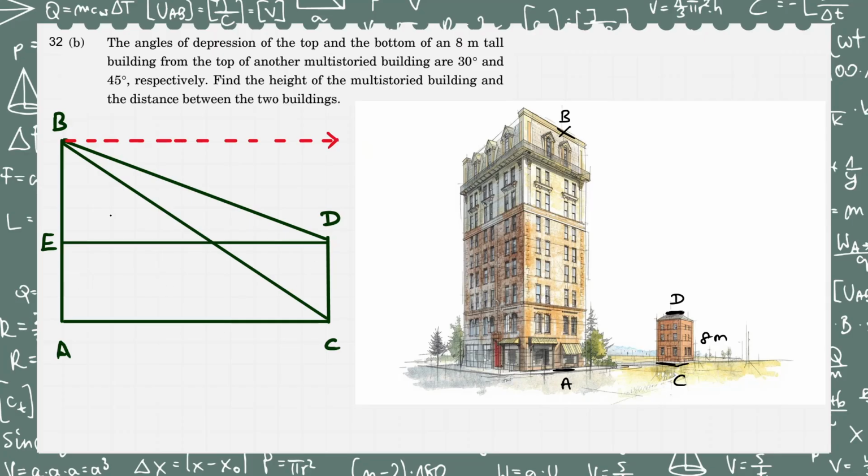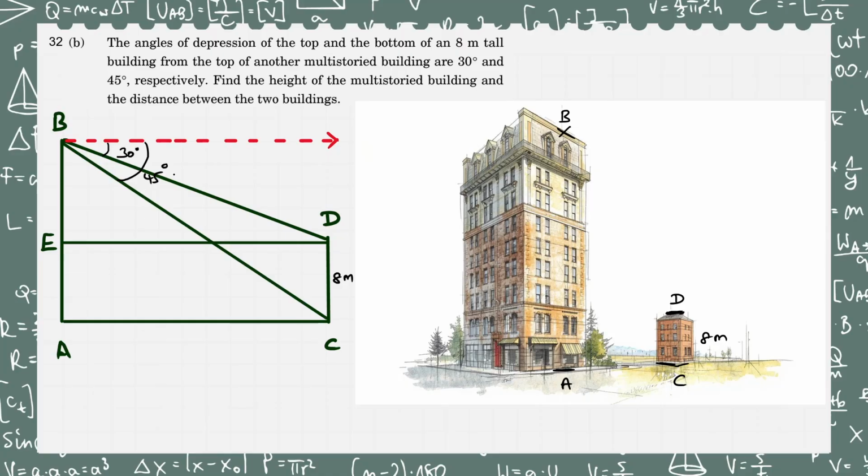AB and CD are the multi-storied building and the small building, and this is 8 meter. This one we don't know. And this B is the position of the observer. So we have drawn the eye level of the observer with the red dotted line, and the observer is looking at the point D with a depression angle 30 degree, and the point C with a depression angle 45 degree.